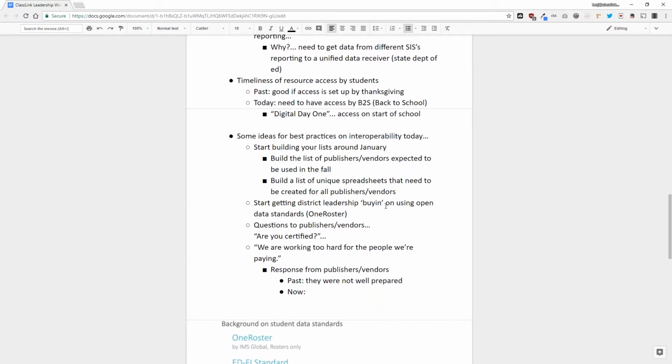George mentioned IMS Global. You can go to their webpage and see what companies, HMH, Pearson, all these, are on there, and say, these companies are certified. They've made an investment. It's getting to the right folks within the organization, and just keep asking those questions.